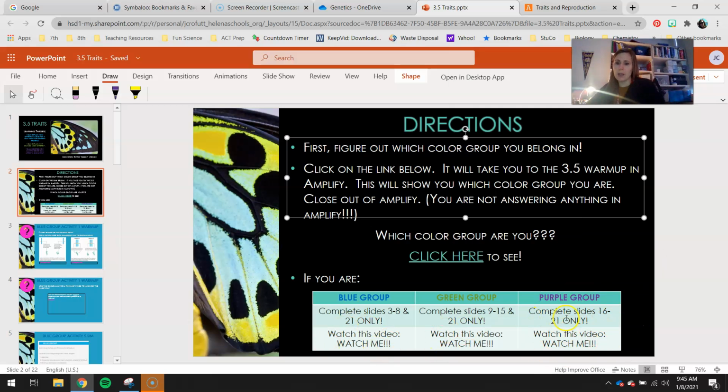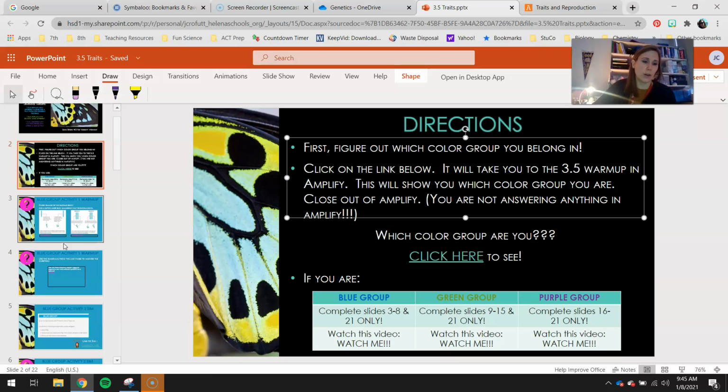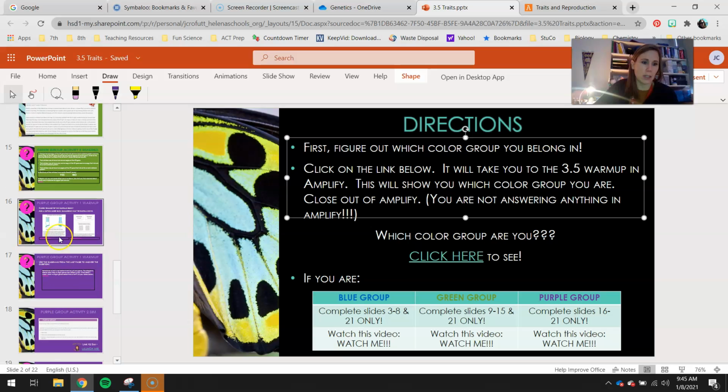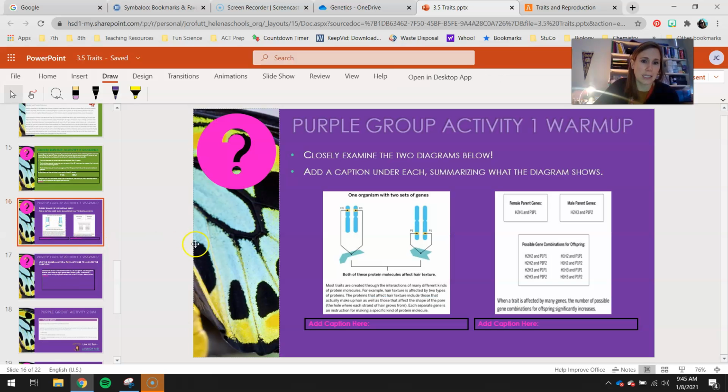So in this table, it tells you guys you are only completing slides 16 through 21. So you guys can see that your slides are color coordinated. Here's Blue Group, Green Group, and here you guys are at Purple Group. So starting on 16, your guys' magic color of the day is pink. So anywhere you see either pink font or this hot pink question mark, that is something that you guys need to fill out and do.